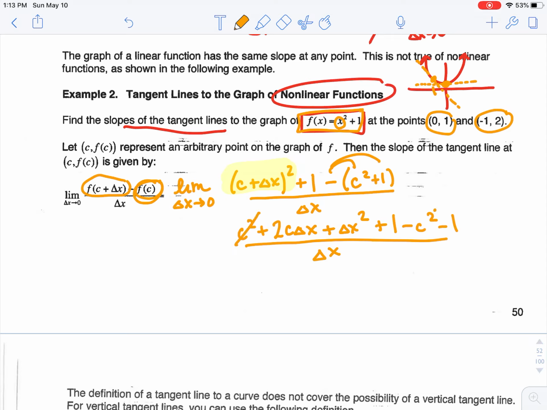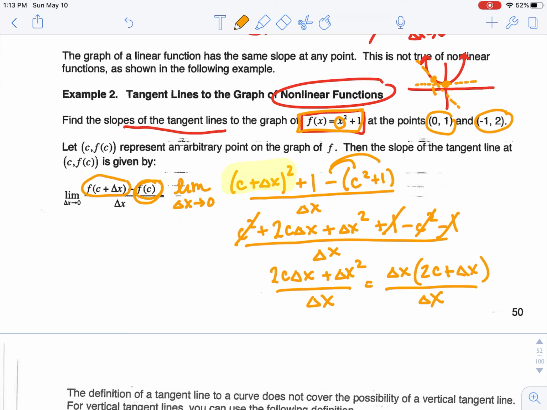So now my c squareds cancel, my 1's cancel, and then I'm left with 2c delta x plus delta x squared all over delta x. So what I can do is in this numerator, I can factor out a delta x so that it cancels. And so now I'm just left with this, the limit as delta x approaches 0 of 2c plus delta x.